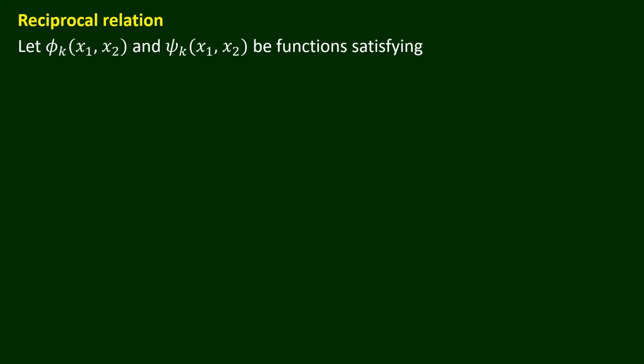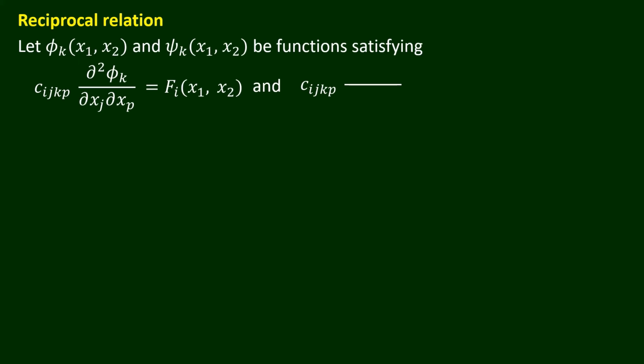We will derive here the reciprocal relation that will be used together with the fundamental solution to obtain boundary integral equations for two-dimensional elastostatic deformations of anisotropic materials. Let phi k, x1, x2 and psi k, x1, x2 be functions satisfying C ijkp, del 2 phi k over del xj del xp, equals fi, x1, x2. And C ijkp, del 2 psi k over del xj del xp, equals gi, x1, x2.